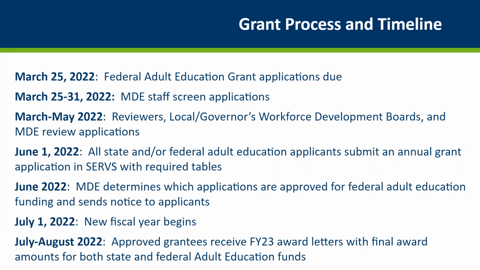By June 1st, any applicant that wants to receive state and/or federal adult education funding will need to submit an annual grant application, just like every other year, in SERVS with the required tables. More details about that annual application will be released by the end of April. And then in June, the Minnesota Department of Education will determine which applicants are approved for federal adult education funding and send notice to the applicants. Then July 1st is when the new fiscal year begins. And then in July or August, approved grantees will receive their fiscal year 23 award letters with final award amounts for both state and federal adult education funds.